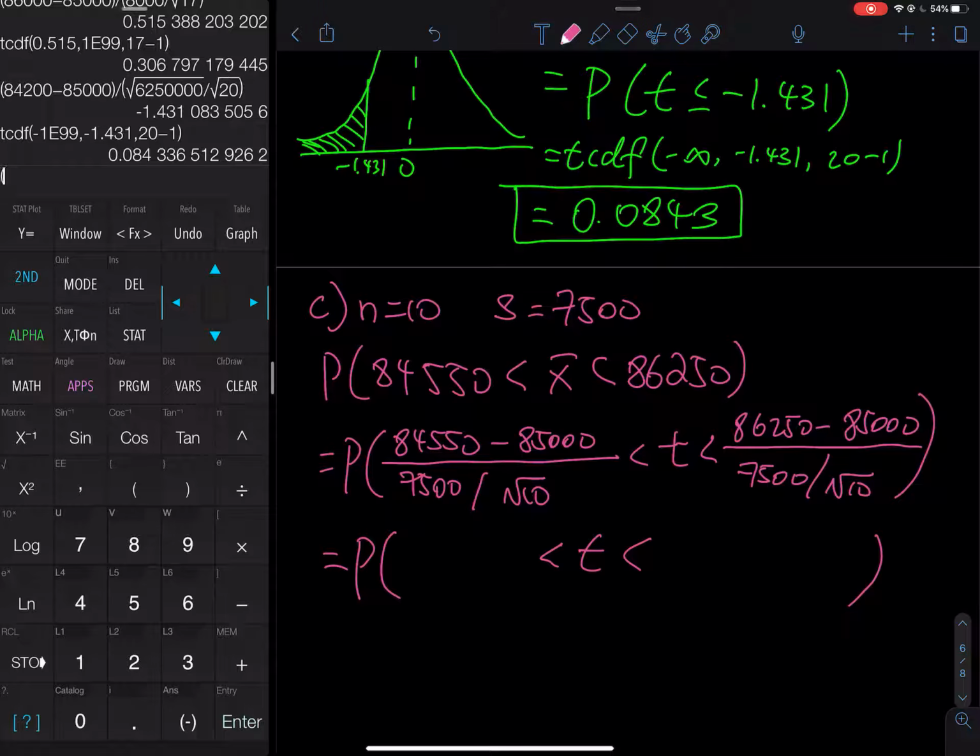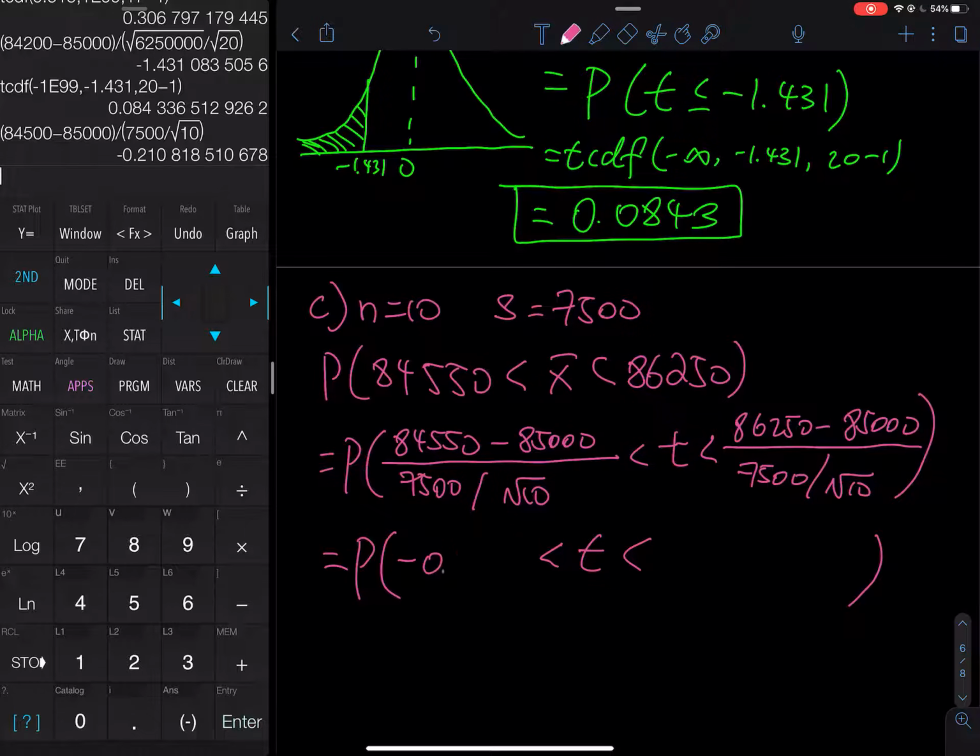Okay, parenthesis 84,500 minus 85,000, close parenthesis, divided by 7,500 divided by the square root of 10, and then close the parenthesis, so we have a negative 0.211, and then the other side, I don't want to retype this, so I will click second and then enter, so the previous entry pops up. I will just overwrite the first number.